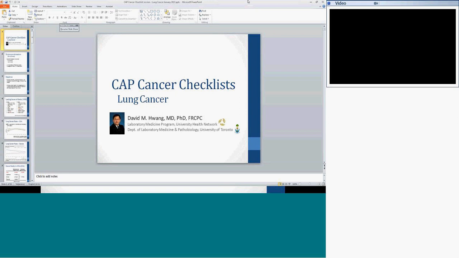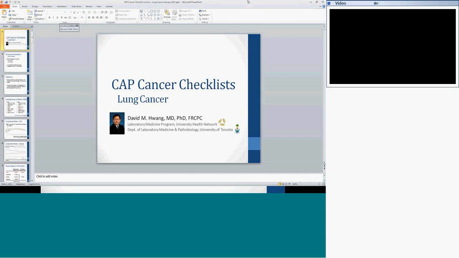Okay, the next question is from Raymond Mong. How do you report lung biopsies? What stains do you use for squamous versus adenocarcinoma? So for lung biopsies, if it's a clear-cut squamous cell carcinoma, with keratinization and intercellular bridges, I generally don't do any stains at all. We would probably just proceed to PD-L1 testing.